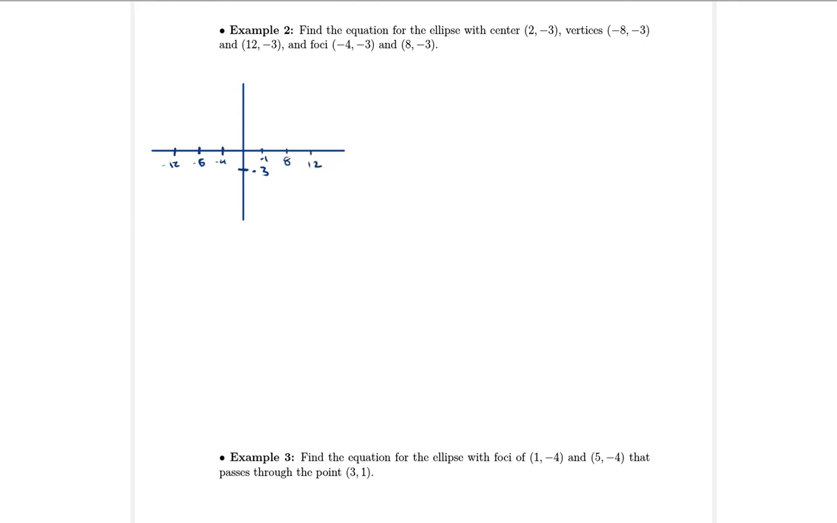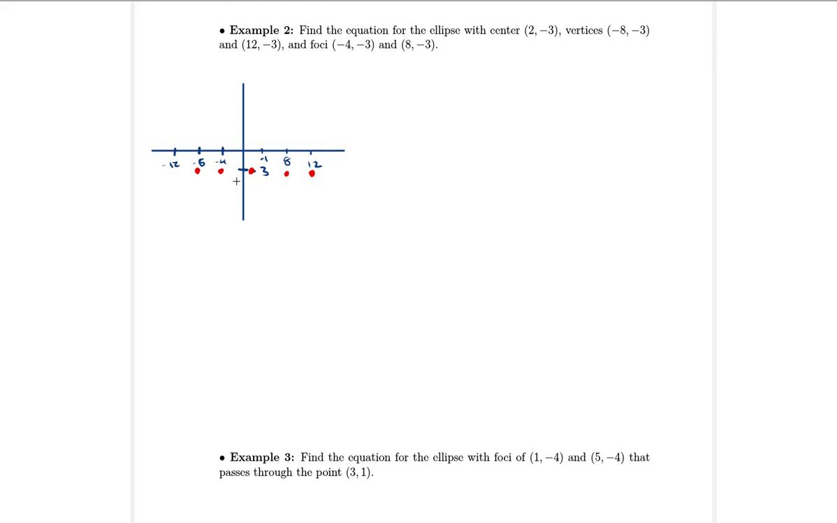And I'm just going to go ahead and plot all these points. So (2, -3) would be right here. (-8, -3) is here. (12, -3) is here. (-4, -3) is here. And (8, -3) is there. So we know that this one's the center, these are the foci, and then these are the vertices.